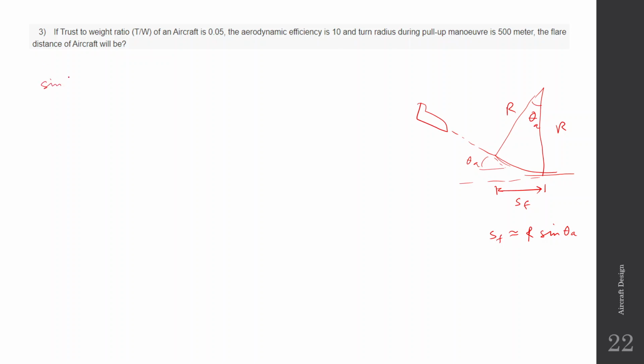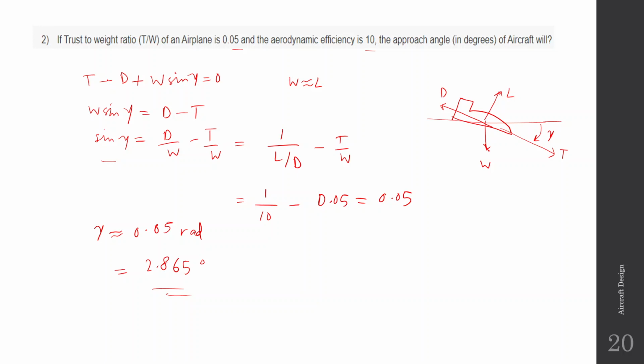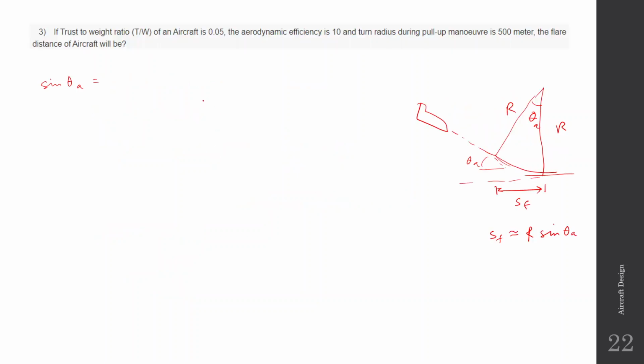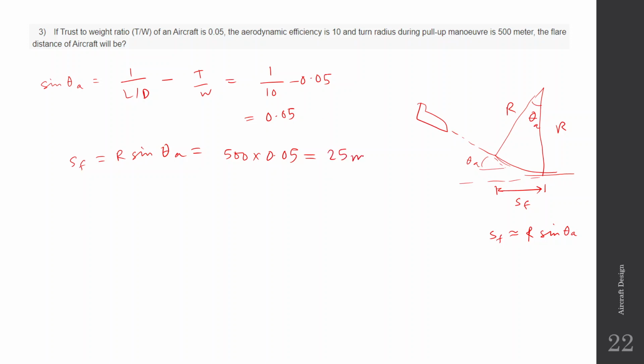And now sine of the approach angle, as we saw from the previous slide, is 1 by L by D minus thrust by weight. So this is 1 by 10 minus 0.05, which is 0.05. Sine of approach angle is 0.05. So the flare distance is then r sine theta A. So this is 500 meter into 0.05. This comes out to 25 meter. So this is the flare distance.